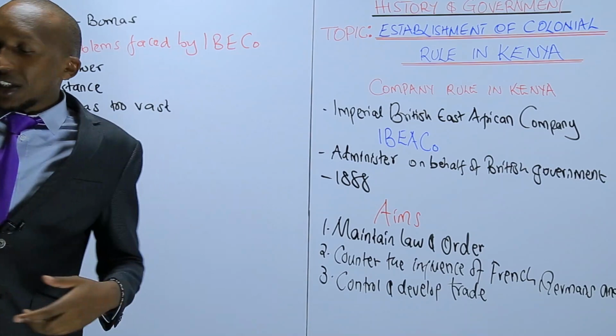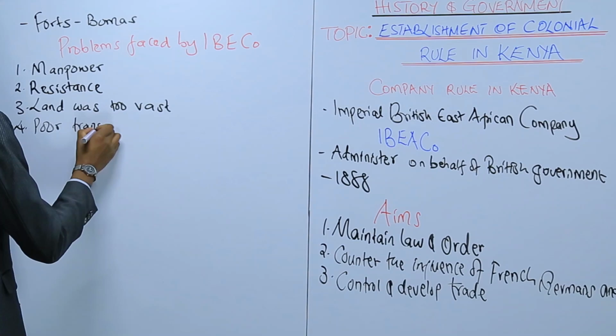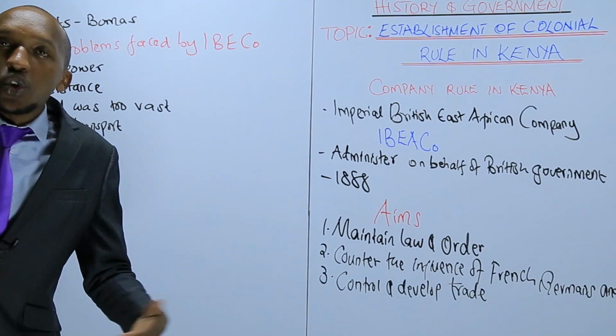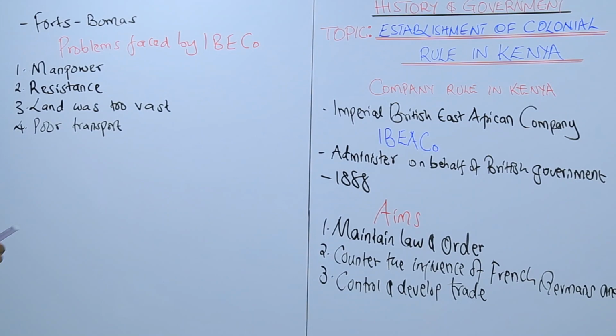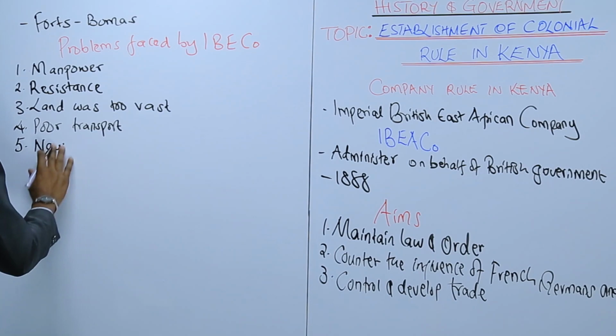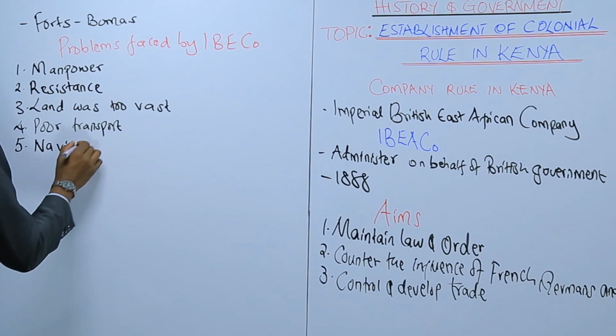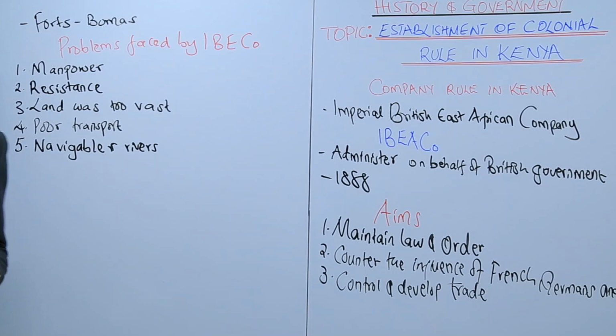And then there was poor transport. There was no elaborate road system. They did not have established roads where they could move on every now and then. And then also they did not have navigable rivers. There were no navigable rivers that could ease the movement or the carrying of trade items.